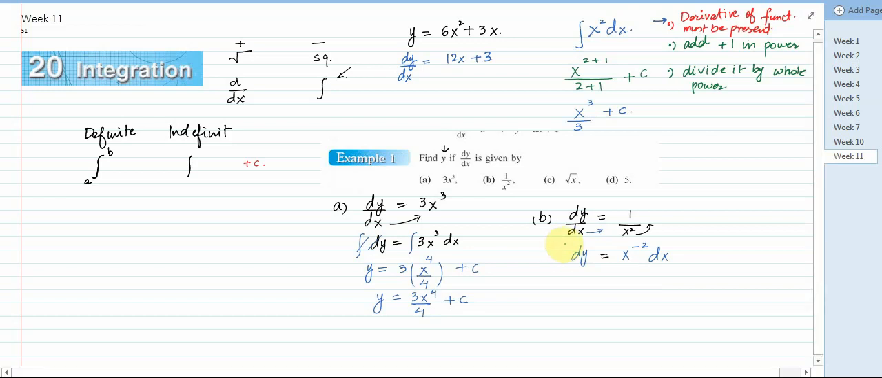I will apply integration on both sides. On my left side it's y only, on my right side it will be x to the power minus 2 plus 1, right? We need to add plus 1, divided by minus 2 plus 1, and then plus c. Keep in mind that you need to focus on this c. If you forget this c in the indefinite integral, it will be deducted in your marks. The final answer I got is x power minus 1 divided by minus 1 plus c. I can write it this way: minus 1 over x plus c, that is my y.